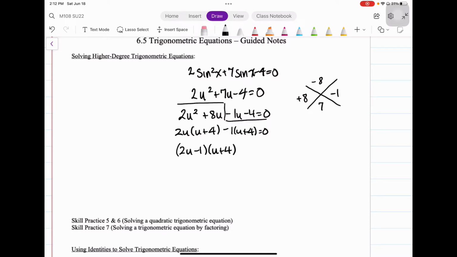I don't like to factor by guess and check. I like to use this method. If you are unsure how to use this method, I have a video on factoring. You're more than welcome to view that, which shows how to do this. That's going to be equal to 0 using the zero product property. I can then set each of these equal to 0.